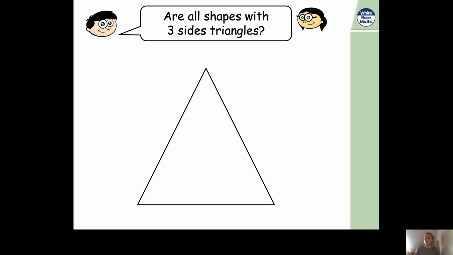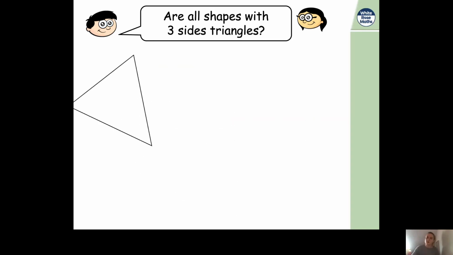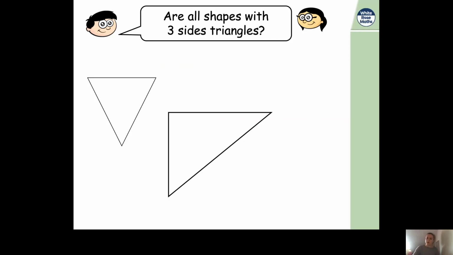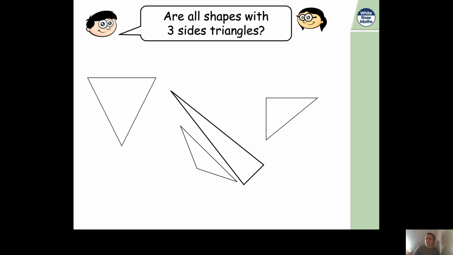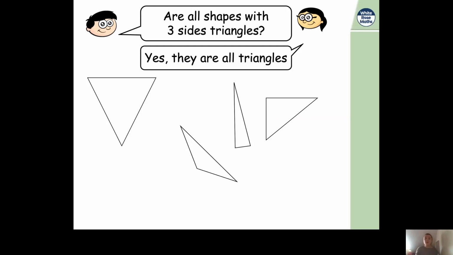Are all shapes with 3 sides triangles? So we've got a triangle here, and this is the regular triangle that we saw yesterday. But we also have a triangle that looks like this, and a triangle that looks like this, and like this, and even like this. Now, we saw that first triangle in our flashback, didn't we? And that was still a triangle, wasn't it? So therefore, yes, all shapes with 3 sides are triangles.